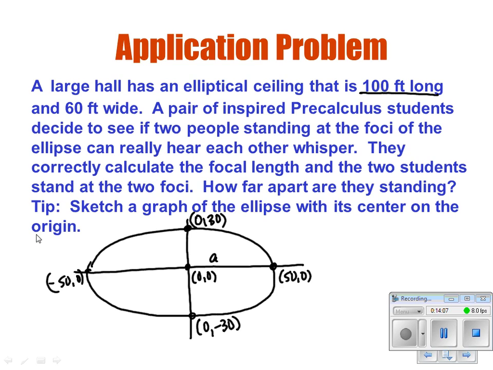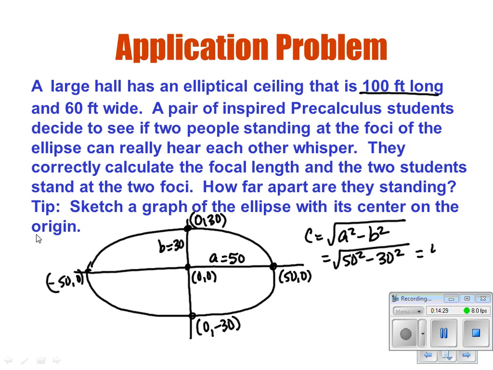So that means a is not 100, a is not the square root of 100, a is half of 100, it's 50, and b is half of 60, which is 30. So if I know what a and b are, then I can say c is the square root of a squared minus b squared, which is the square root of 50 squared minus 30 squared. Do the computations and you'll find out that's 40. So the distance to the focus is 40 in both directions, which means the students are standing 80 feet apart.